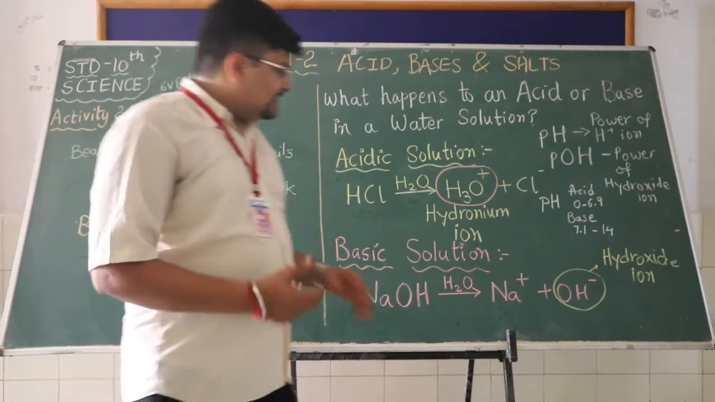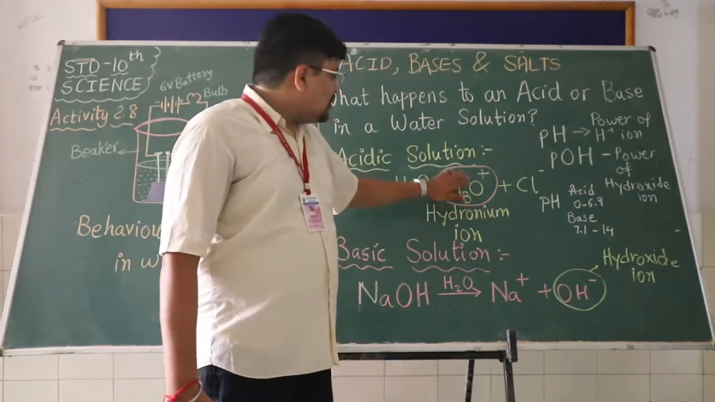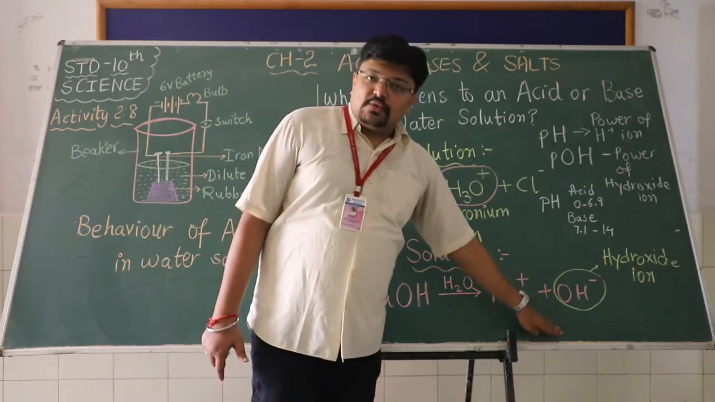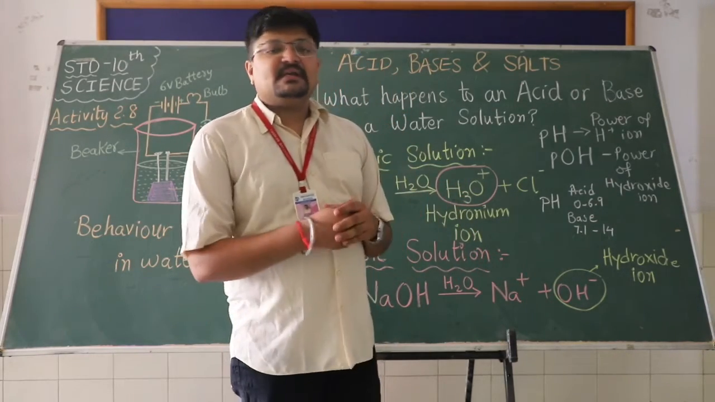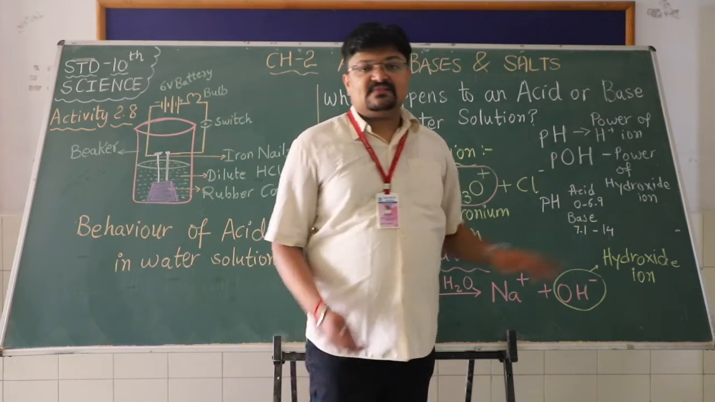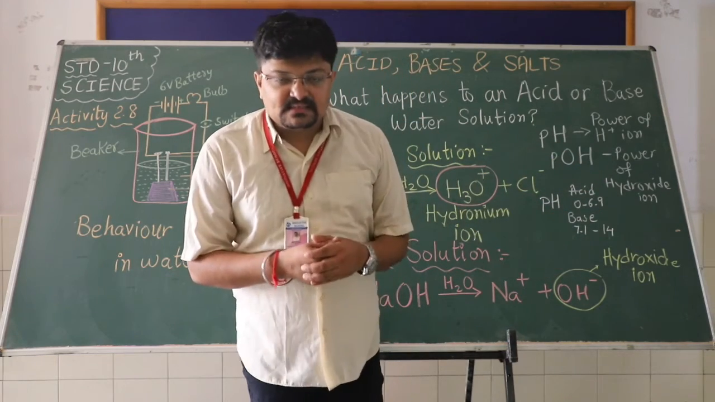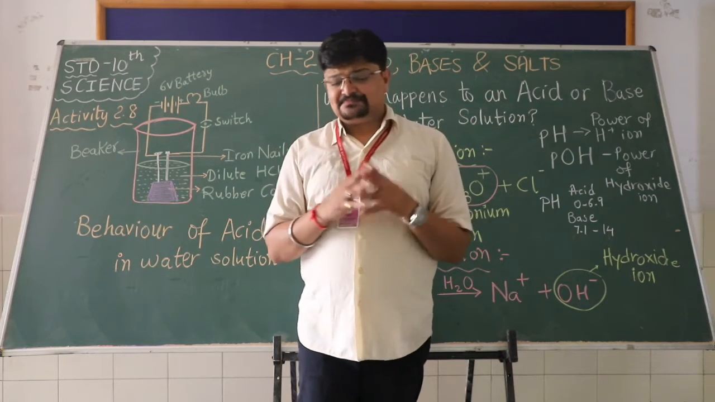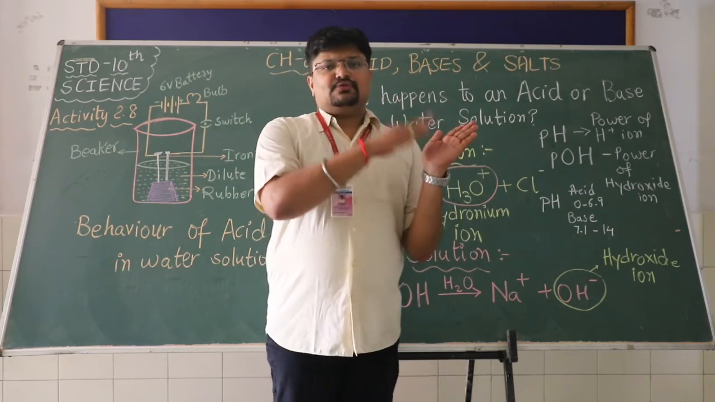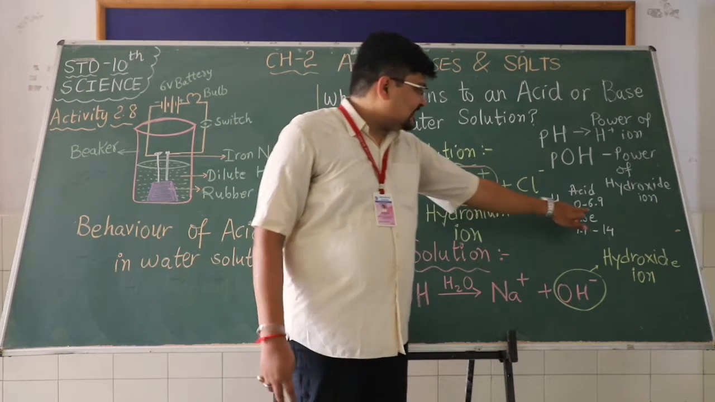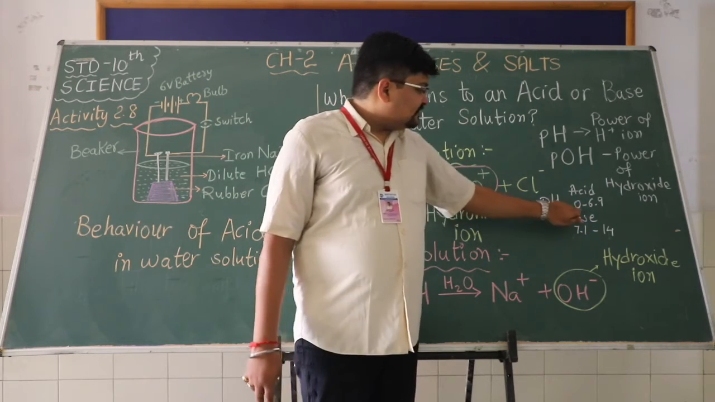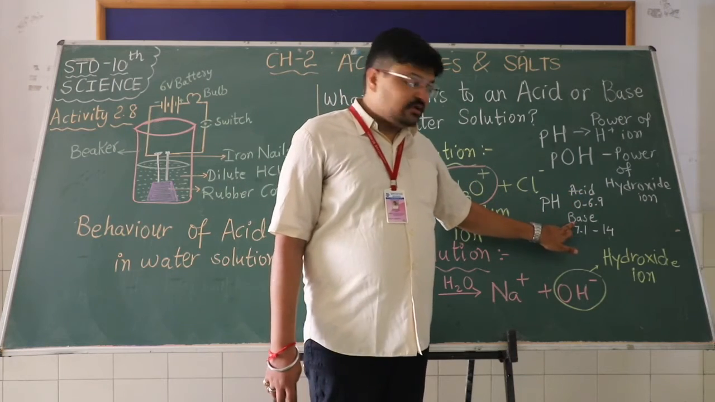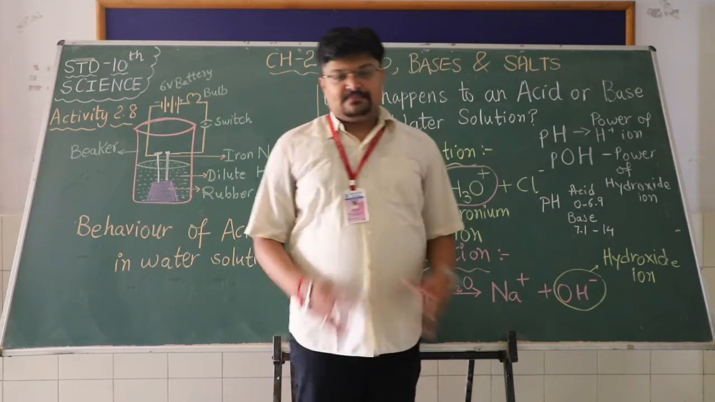In order to identify how much the concentration of H plus or H3O plus ions or OH minus ions is, we have a term called pH or pOH, which was given by S.P.L. Sorensen. The pH scale ranges from 0 to 14. Especially 0 to 6.9 is acid, as I have written over here. pH from 0 to 6.9 is known as an acidic solution. A basic solution is from 7.1 to 14.